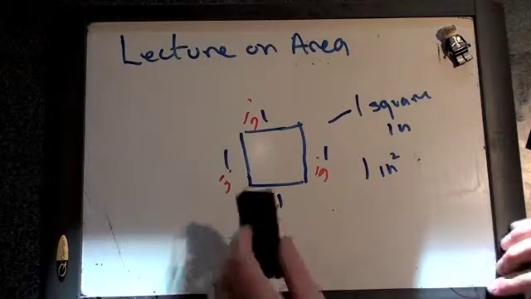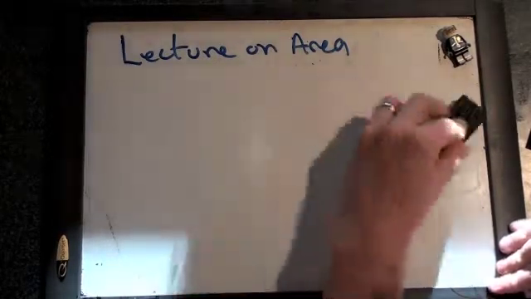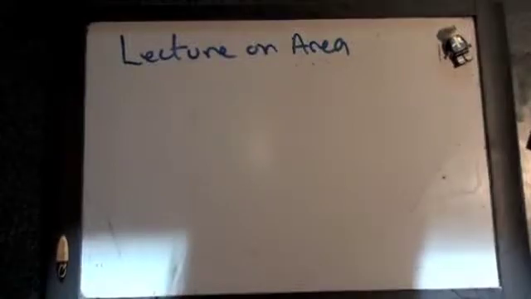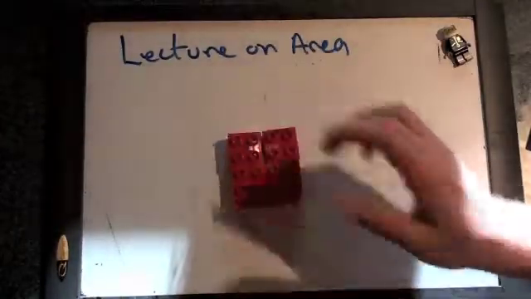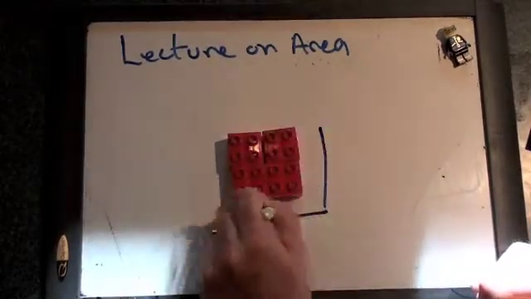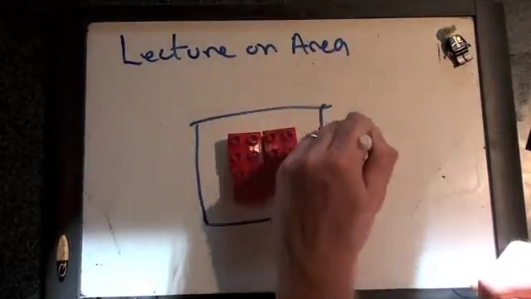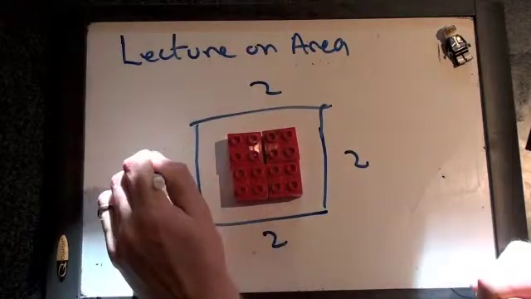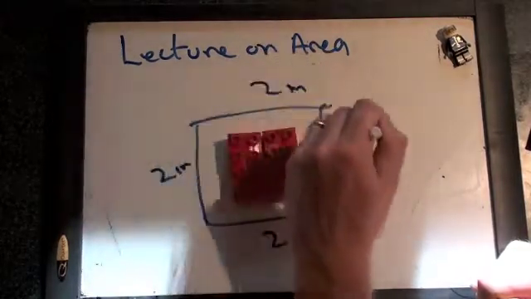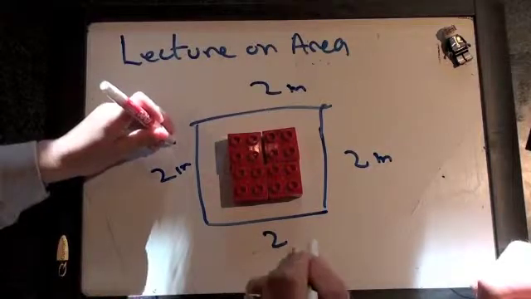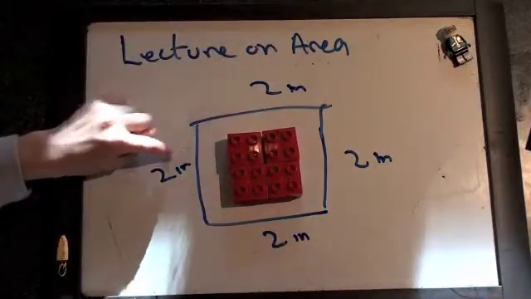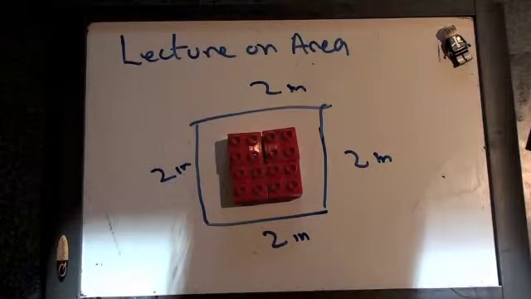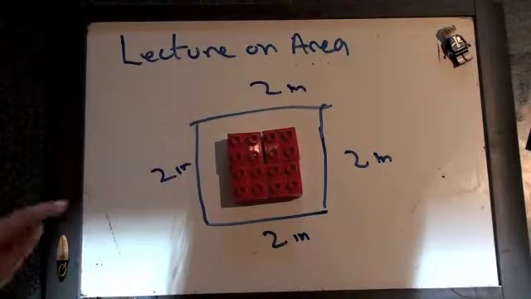So now we're going to learn about how area adds up. So if I have a square that's 2 inches on each side, what do you think the area of this is going to be? 8. 8, because 2 times 4 is 8.